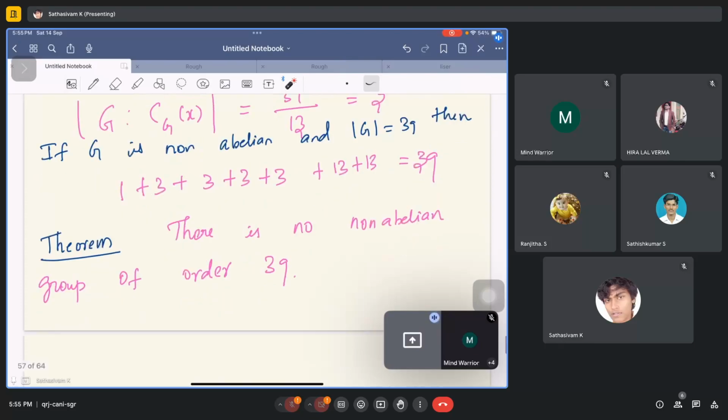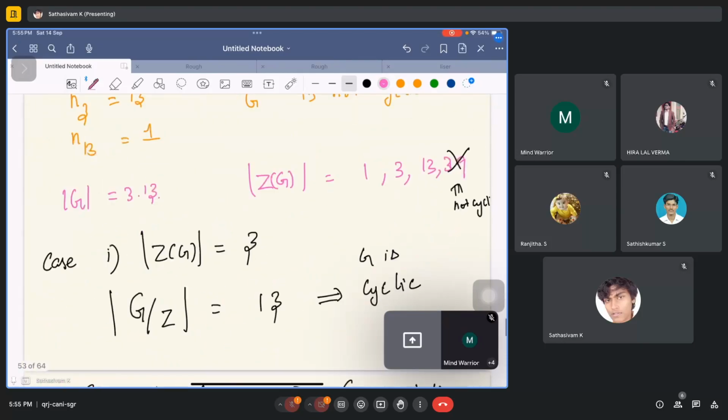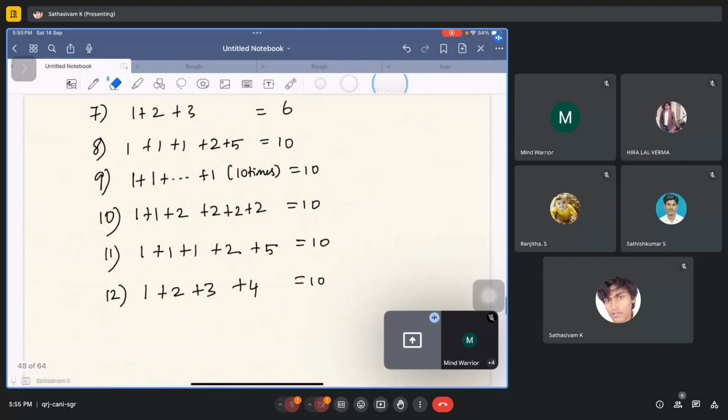No, wait. Oh, no. I think there is a group of order 39. Sorry. Yeah, there is a group of order 39. Okay, this statement is correct. Actually, there is a group of order 39, and it is true. Sorry to cause confusion.